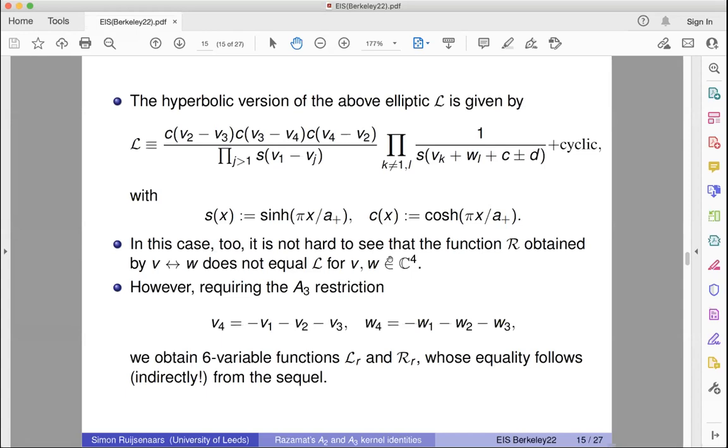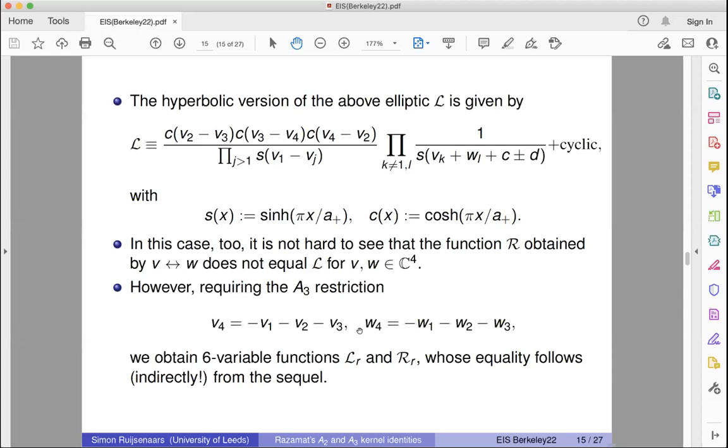Now, if you make this restriction, however, then we will be able to show the kernel identities. So in the end, the restricted functions are equal, but I cannot show that directly. They must be actually equal, but I cannot see that directly. It's a consequence of the validity of the kernel identities that we prove in another way.